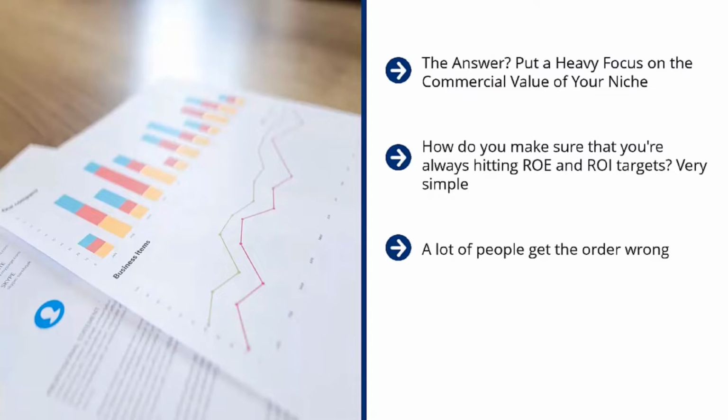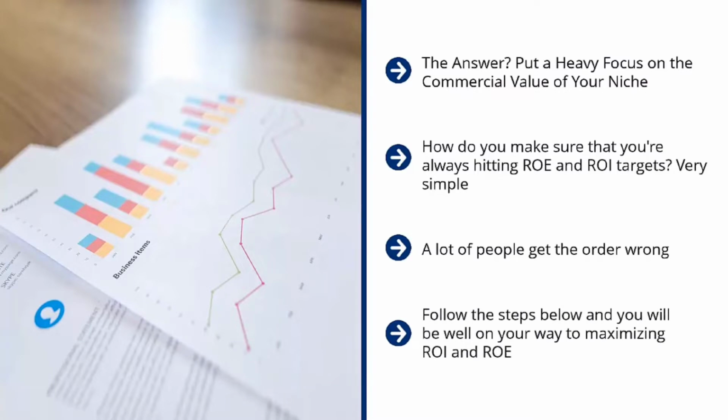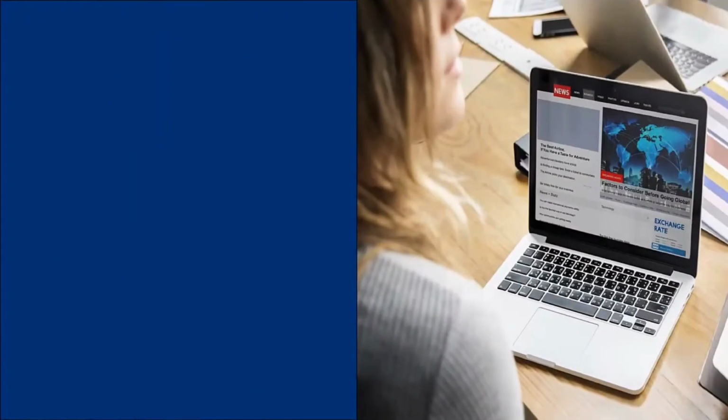They often build their whole business around an affiliate program when it turns out that the niche they're targeting is simply too hard, too saturated, or too fragmented for them to turn a steady profit. Follow the steps below and you will be well on your way to maximizing ROI and ROE. Spend less time, make more money.